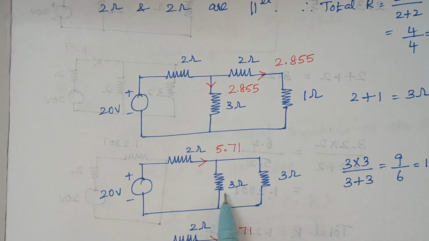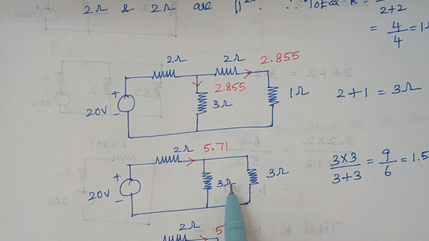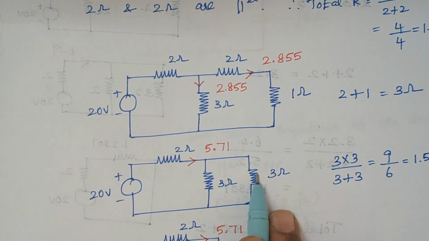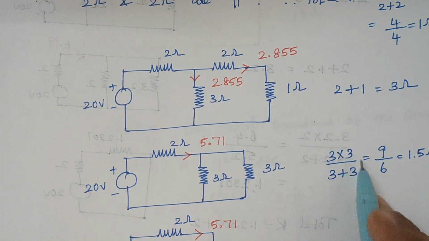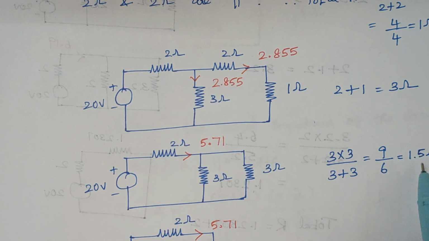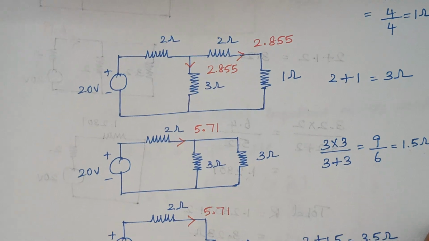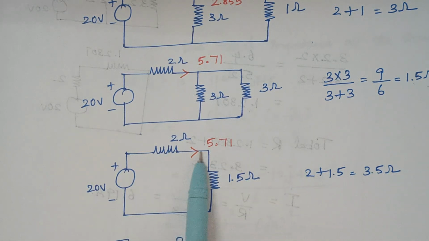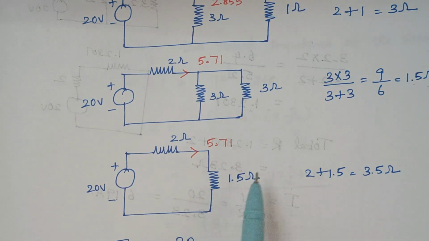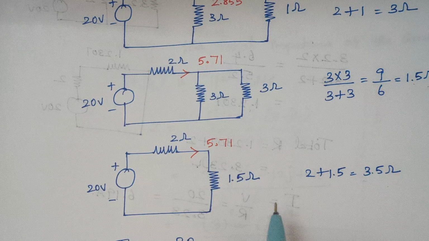Now again, when you look at this circuit, it is obvious, right? These 3 ohm resistors are in parallel. So when you apply formula R1 into R2 divided by R1 plus R2, that gives the value of 1.5 ohms here. Therefore, here these two resistors are replaced by 1.5 ohm. Now again, these two resistors are in series, right? Then what about the total resistance? It is 3.5.